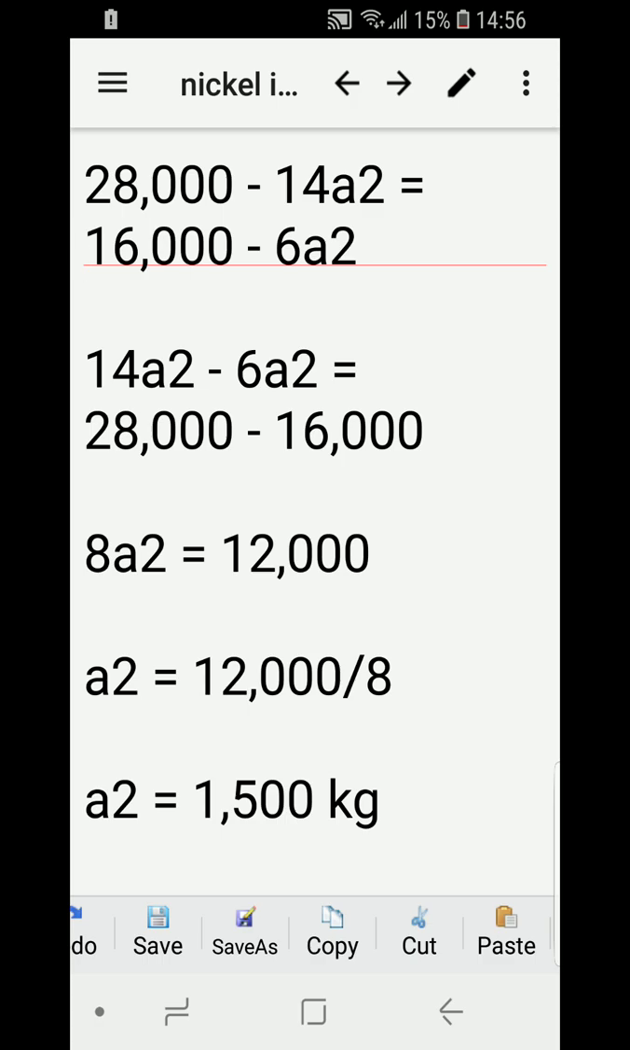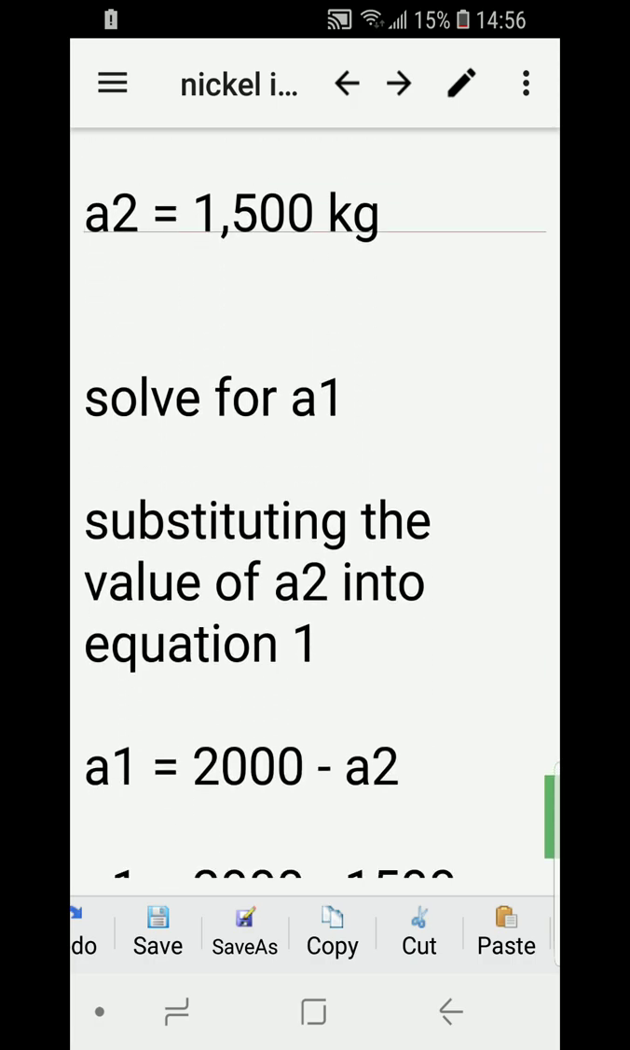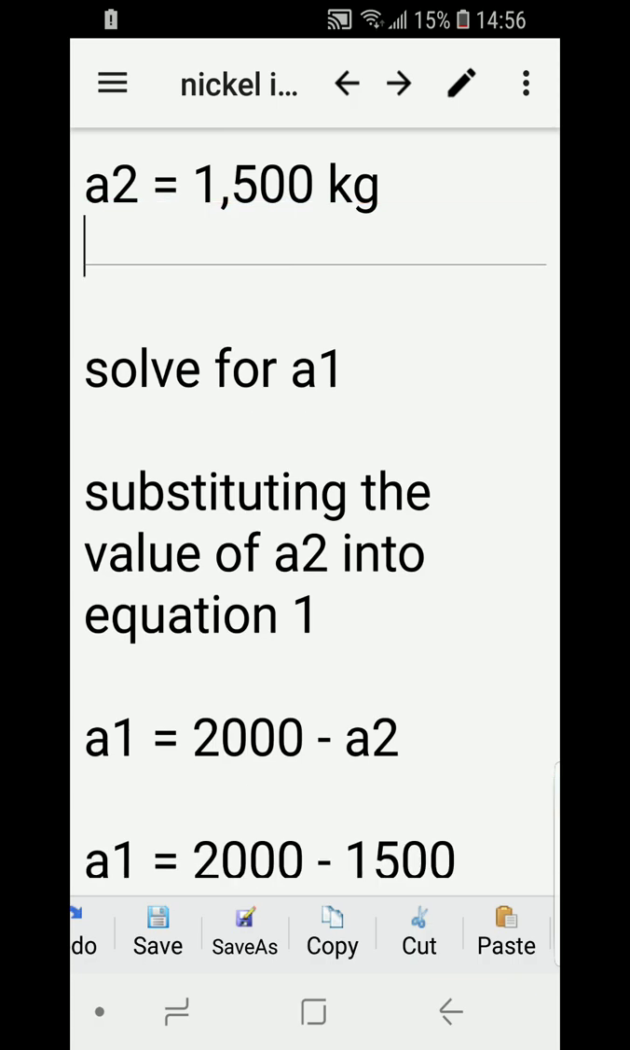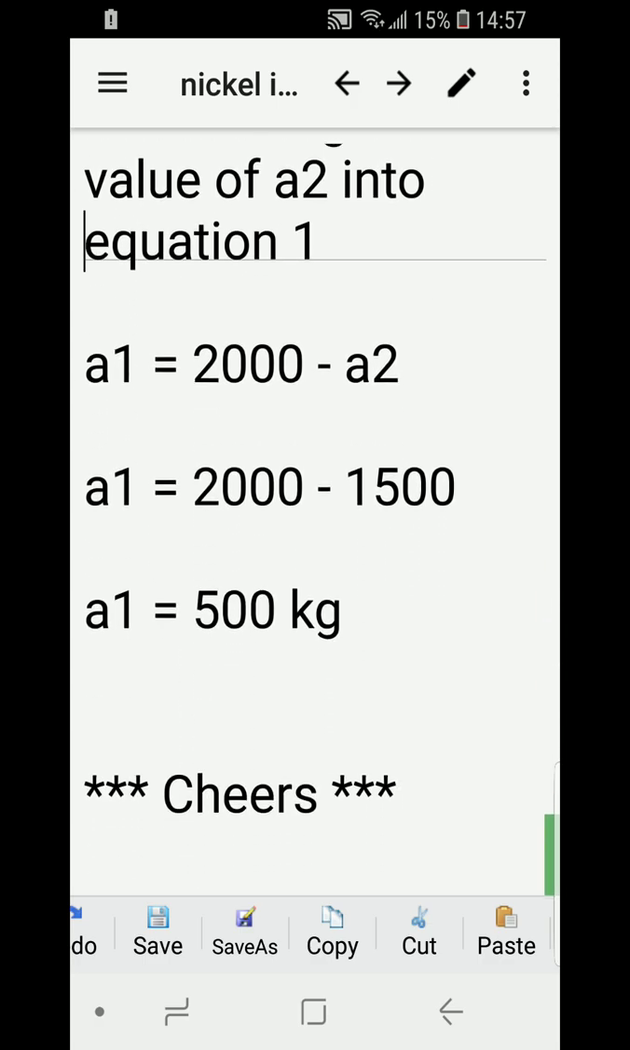8A2 is equal to 12,000. So we got A2 is equal to 12,000 divided by 8. And we've got A2 as 1,500 kilogram. Okay, now we need to solve for A1. Now we need to substitute the value of A2 that we just solved above into equation 1, which is A1 is equal to 2000 minus A2. We now substitute A2 as 1,500. We've got A1 is equal to 2000 minus 1,500. And we get A1 is equal to 500 kilogram.